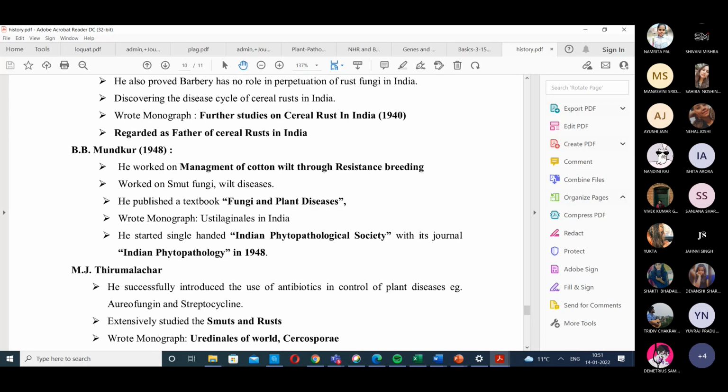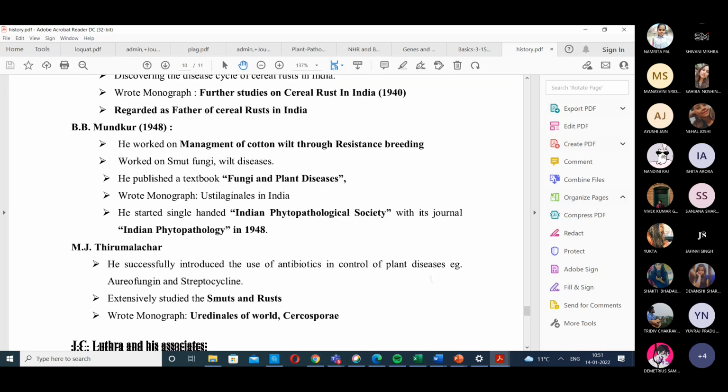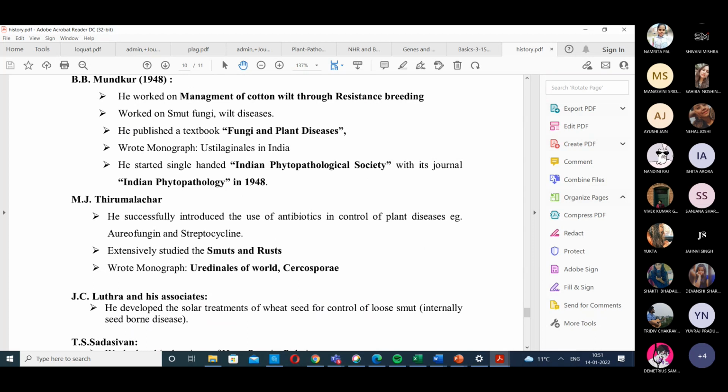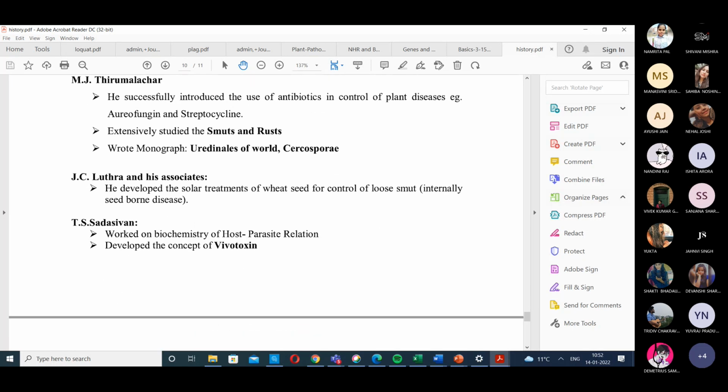Then M.J. Thirumalachar, he successfully introduced the use of antibiotics in control of plant diseases, and he also studied smuts and rusts, and he wrote some monographs on Uredinales of the world and Cercospora, right? Then J.C. Luthra and his associates. So he developed solar treatment of wheat seed for control of loose smut.